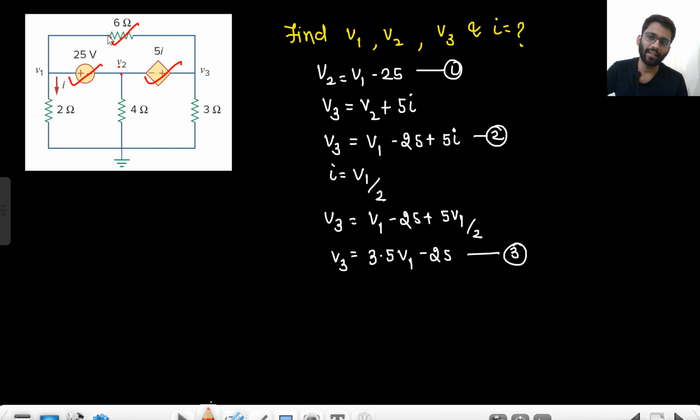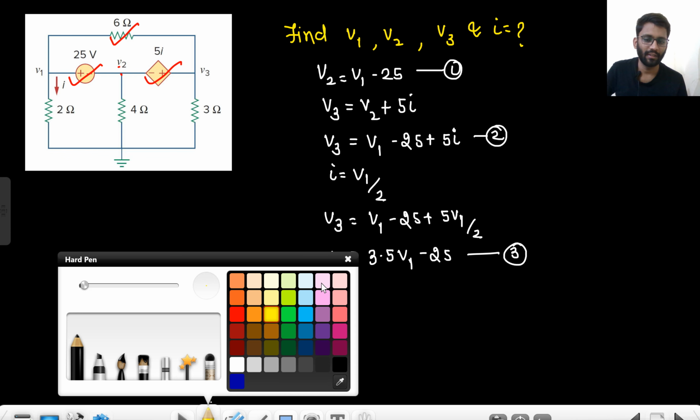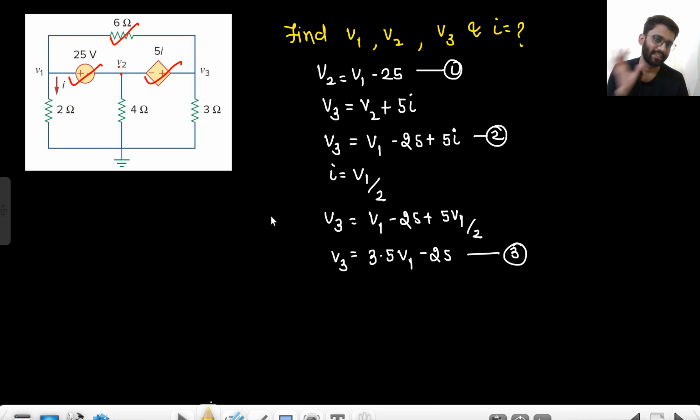So you can ignore the current in all these branches, because these are common branches between each other. Although it's risky to apply the concept like this. If I were at your place, I would assume some current and then solve it. But in the exam, if there is no time left, you can apply this concept directly. So I will just write down one equation and we'll get the final answer.